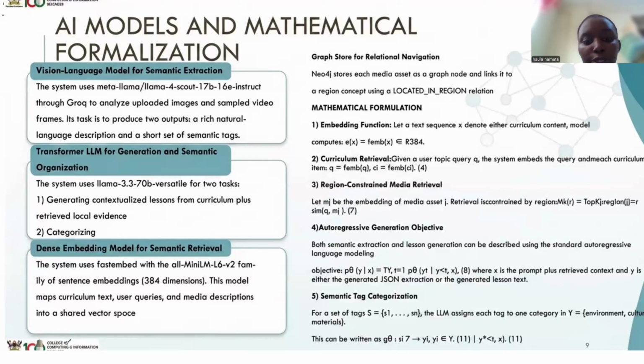And then the transformer-based generation. Large language models are used for contextualized lesson generation. For example, the semantic organization, the curriculum alignment, and the retrieved semantic evidence are all injected into prompts to constrain generation and reduce hallucinations.